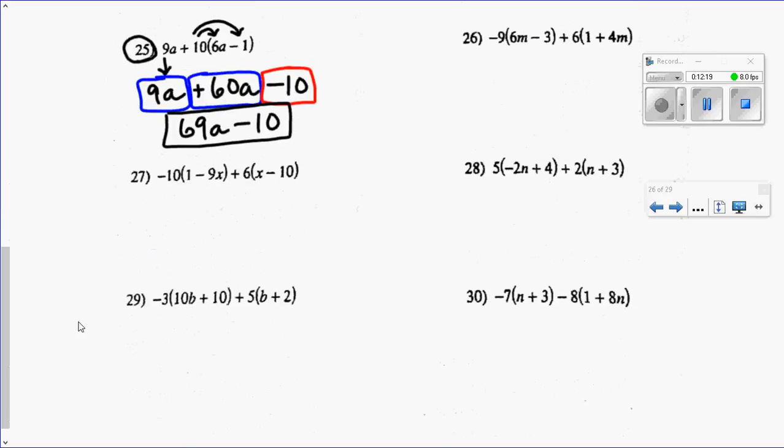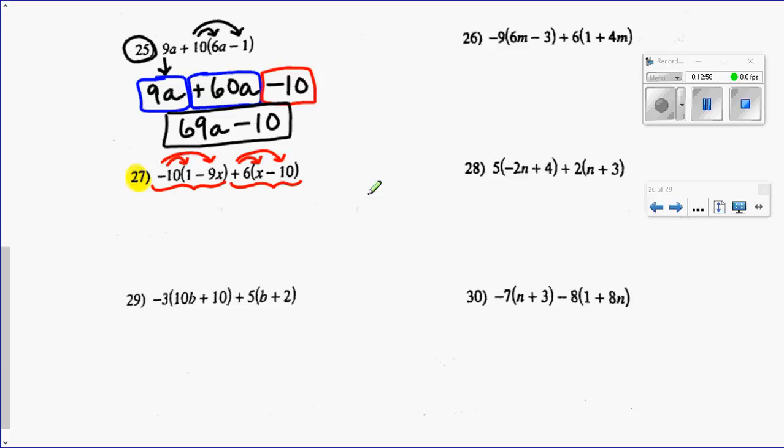Okay, for number 27. It's got two sets of distributive property. So first we're going to distribute this one, negative 10 times positive 1 minus 9x. Then I have a positive 6 times x minus 10. So be very careful. You're going to want four numbers here. Negative 10 times 1, negative 10 times negative 9x, positive 6 times x, positive 6 times negative 10. Just write those four terms out. See if you can get those right to start with.